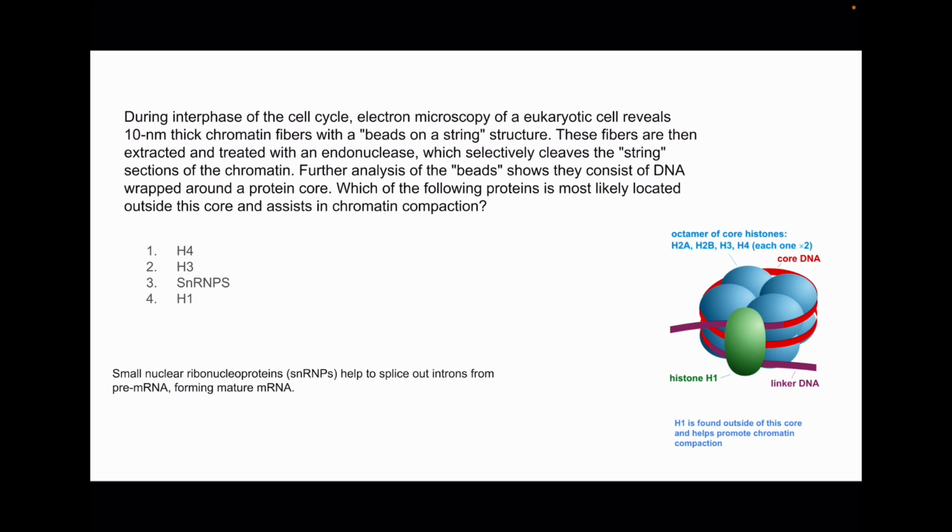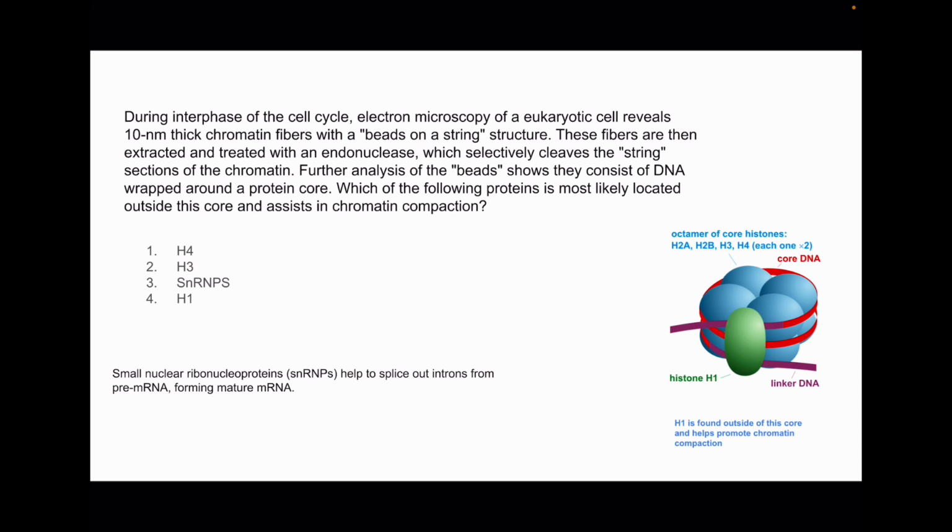During interphase of the cell cycle, electron microscopy of a eukaryotic cell reveals 10 nanometer thick chromatin fibers with a bead on a string structure. These fibers are then extracted and treated with an endonuclease, which selectively cleaves the string section of the chromatin. Further analysis of the beads shows they consist of DNA wrapped around a protein core. Which of the following proteins is most likely located outside this core and assists in chromatin compaction?